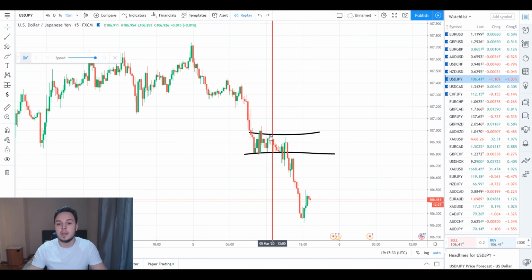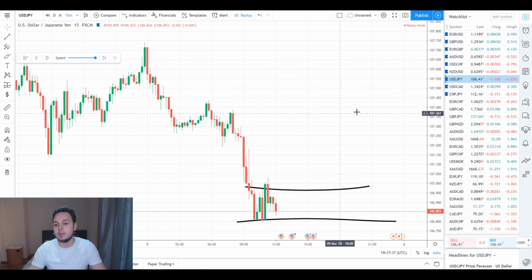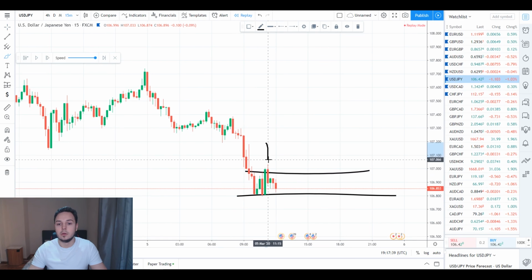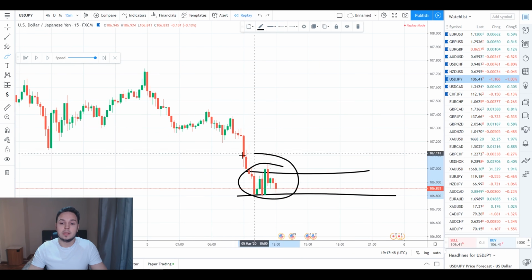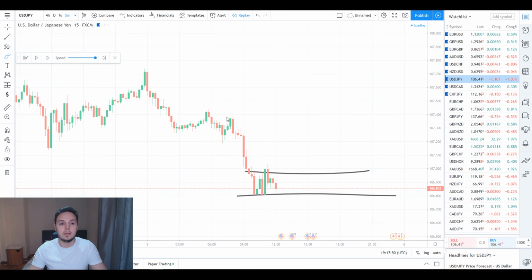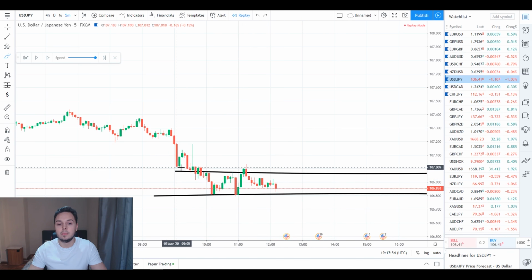So let's pretend we are somewhere around here. We start seeing an area of consolidation, right? We see the resistance line at the top. We see the bottom support line at the bottom. What we can start doing in this area is basically go on the 5-minute time frame. There we go. We see this area of sensitivity a little bit more clearly.